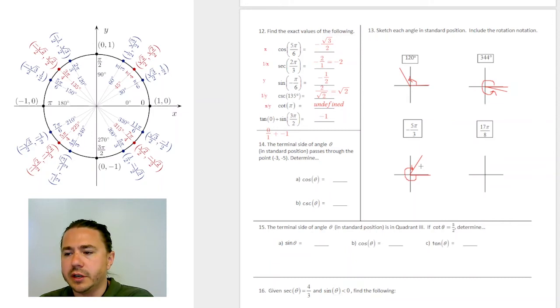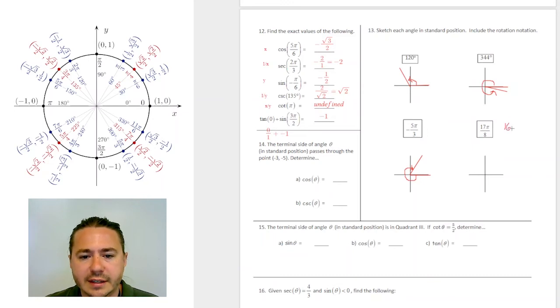17 pi over 8, this is where it gets a little tricky, right? But I think we can handle it because as a quick note, 16 pi over 8 is 2 pi. So if I have 16 pi over 8, that's 1 full revolution. 17 pi over 8 would just be 1 more than that. So that's even less than pi over 6. So the terminal side is going to be in quadrant 1, just barely above this.